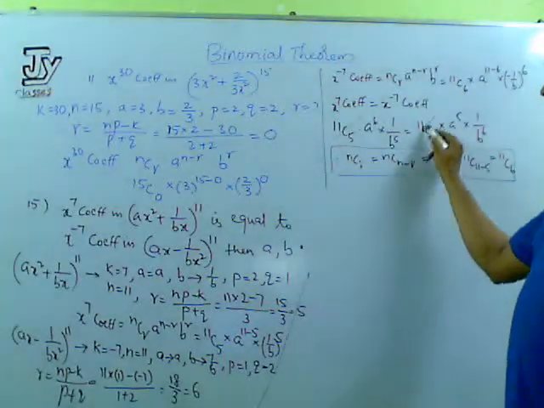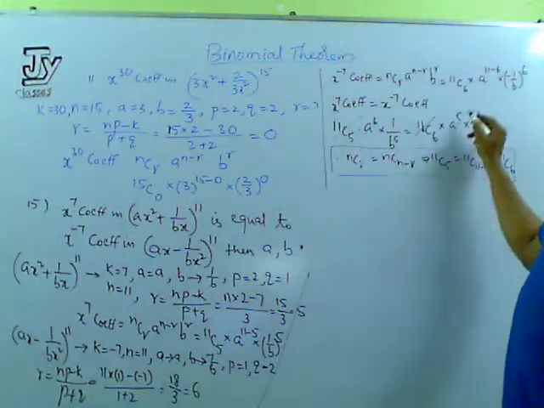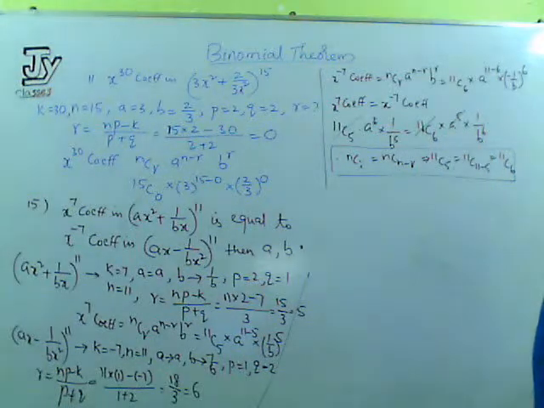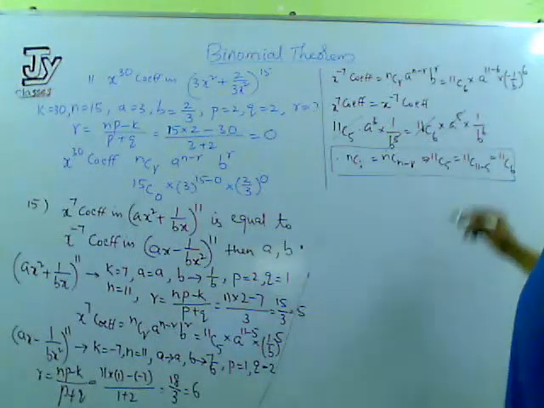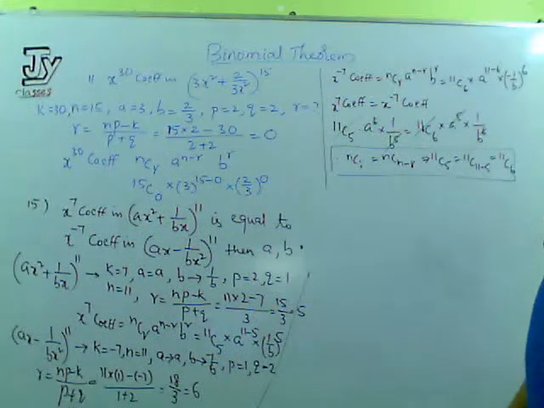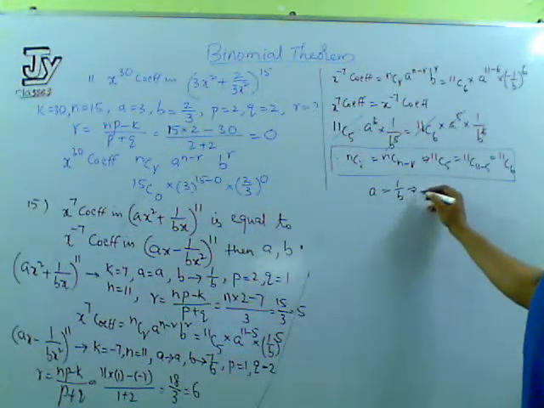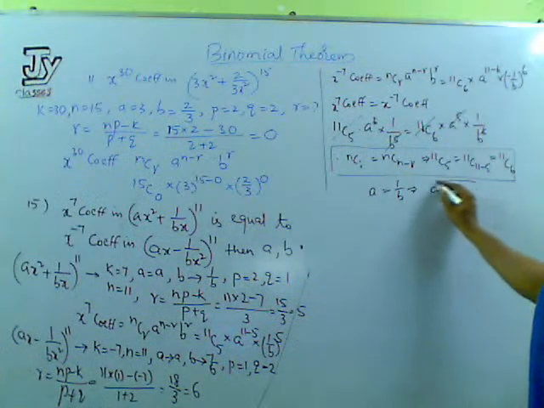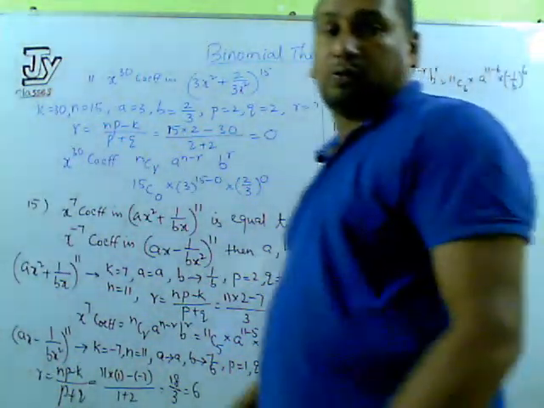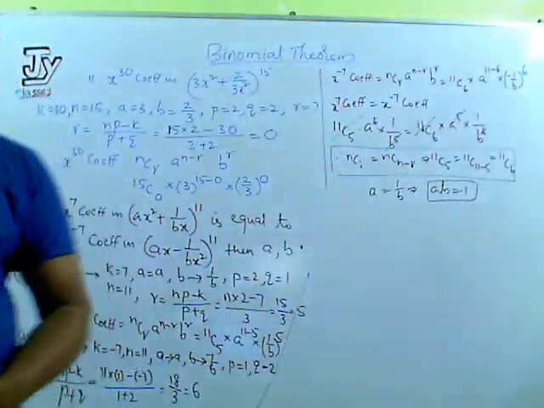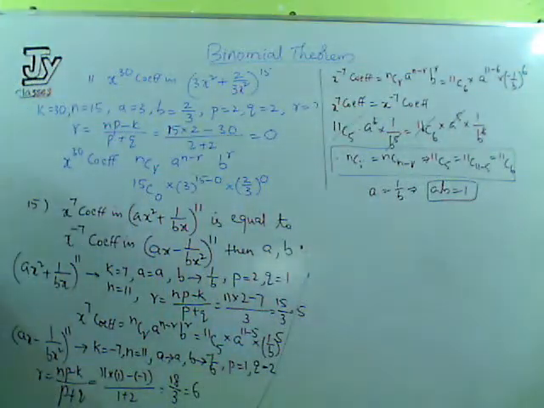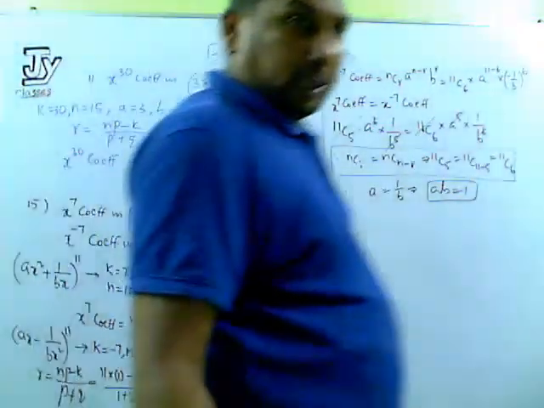So these two get cancelled. A power 5 gets cancelled in the LHS, and b power 5 gets cancelled in the RHS. So a is equal to 1 by b. Then the relation between a and b is that the product of a and b is 1. Got it, all of you? Make it fast.